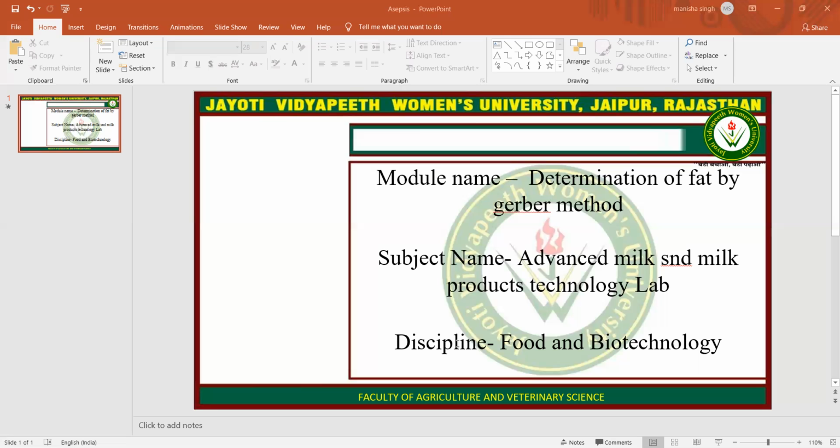The color of the fat should be straw yellow. The ends of the fat column should be clear and sharply defined. The fat column should be free from specks and sediment. The water just below the fat column should be perfectly clear. The fat should be within the graduation.